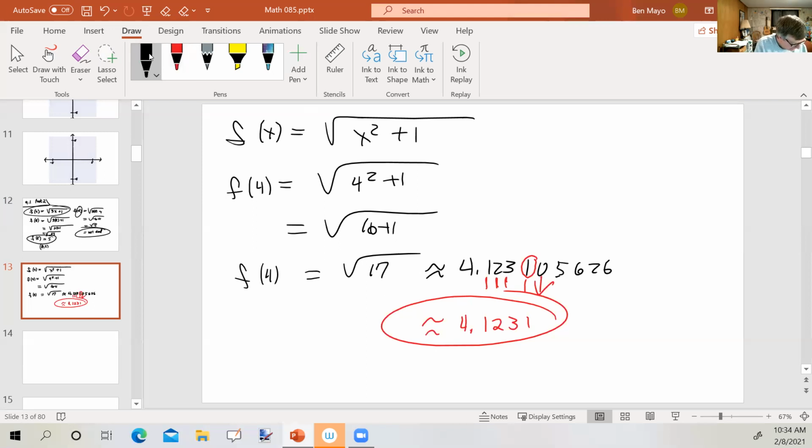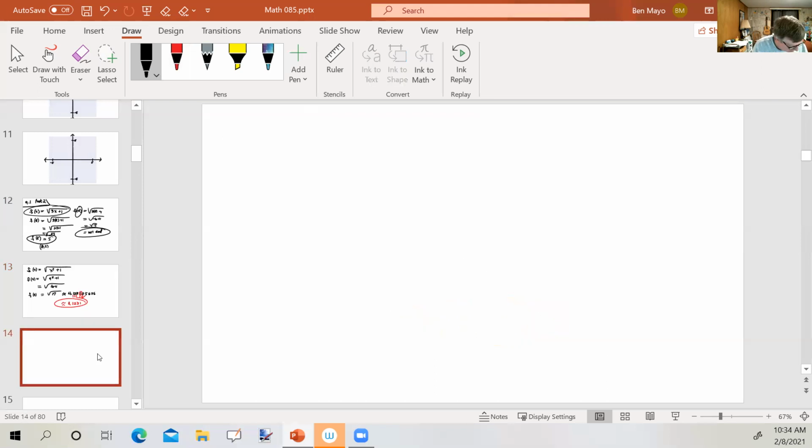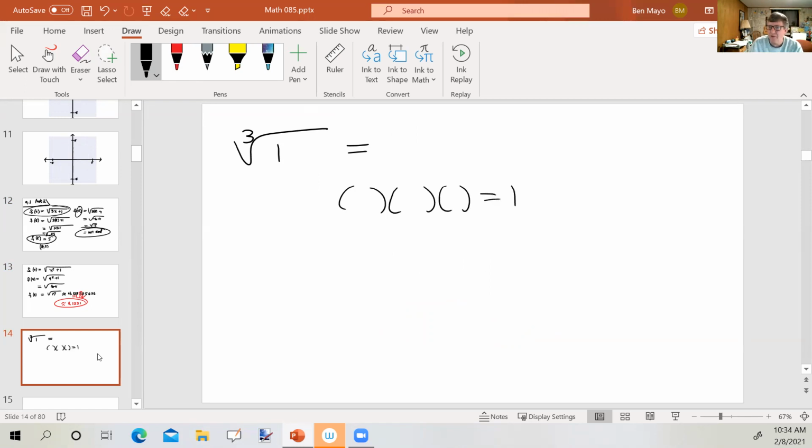Okay, let's take a look at this situation. It says simplify each cube root. So what would the cube root of 1 equal? Well, the answer would be some number which times itself times itself equals 1. What times itself equals 1? Well, 1. So the cube root of 1 is 1 because 1 cubed equals 1. Not very exciting, I know.